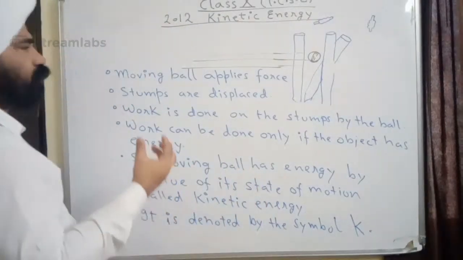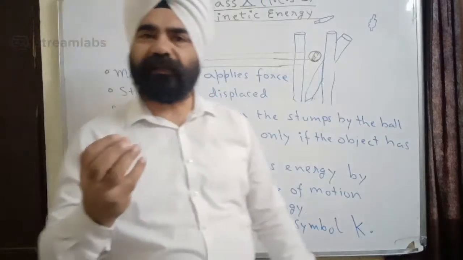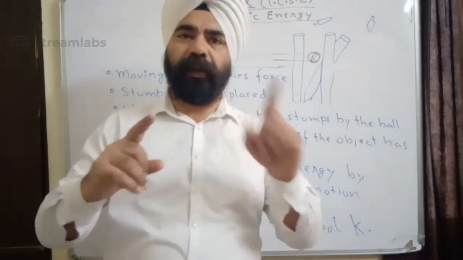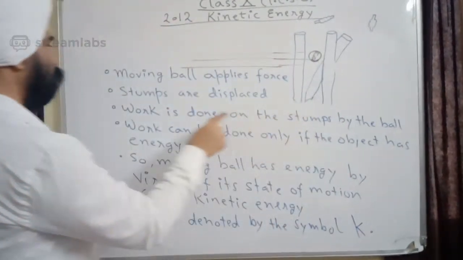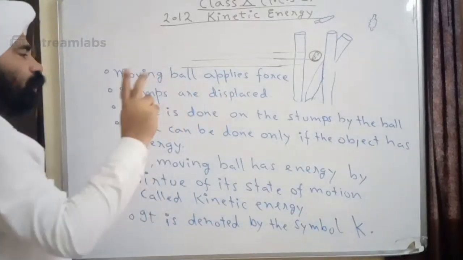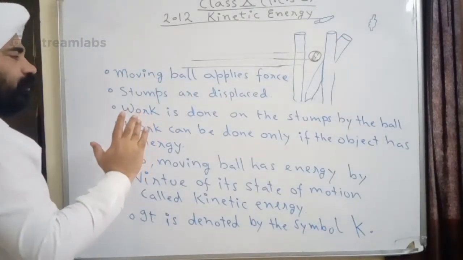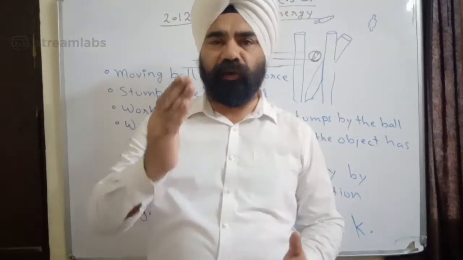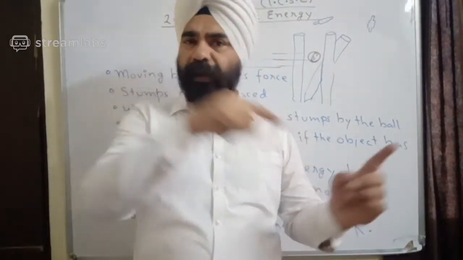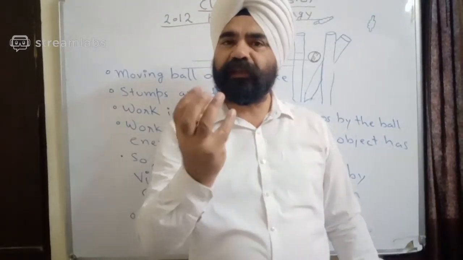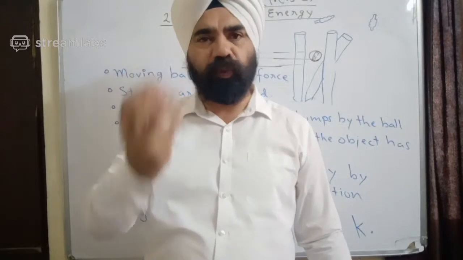It shows that the ball has applied a force on the stumps. That is why it could displace the stumps. The ball has displaced the stumps, which means that the ball has done work on the stumps. It has applied a force on the stumps. It has displaced the stumps, which means the ball has done work.